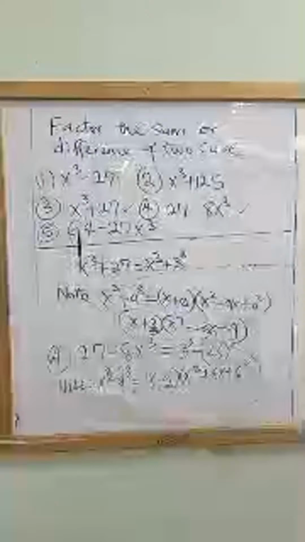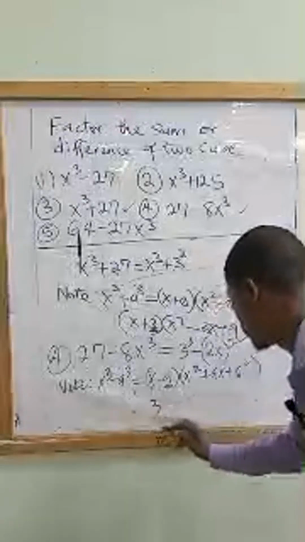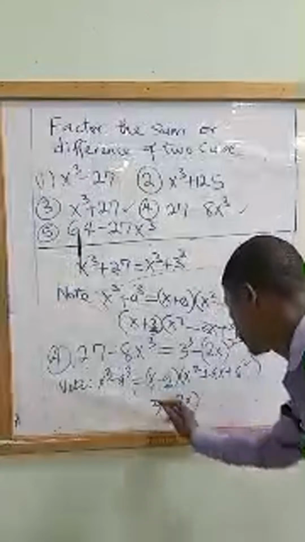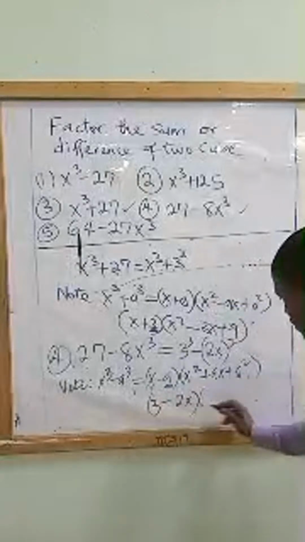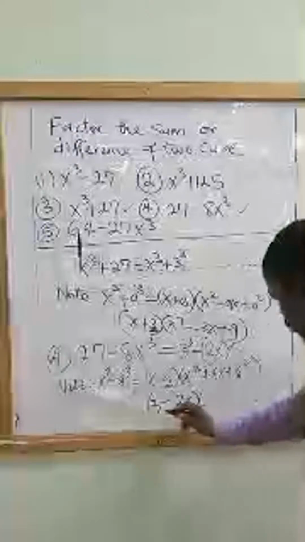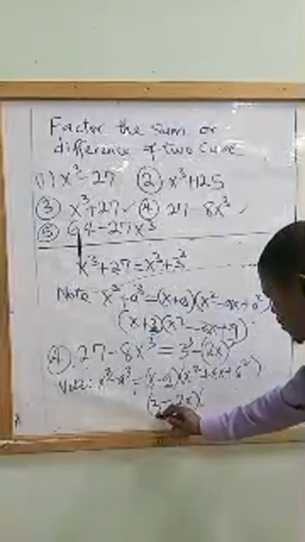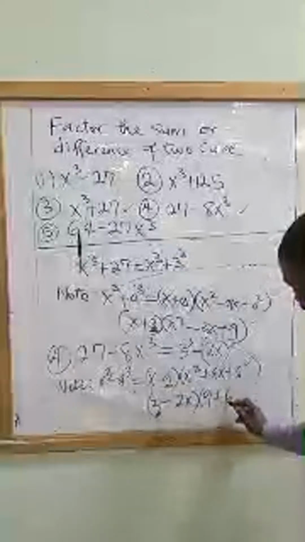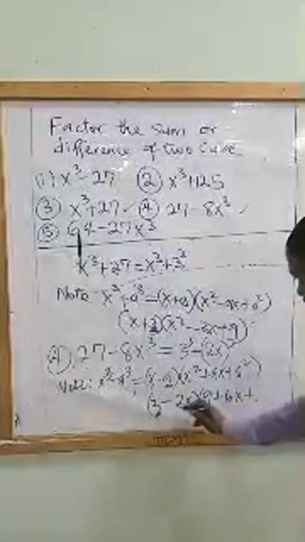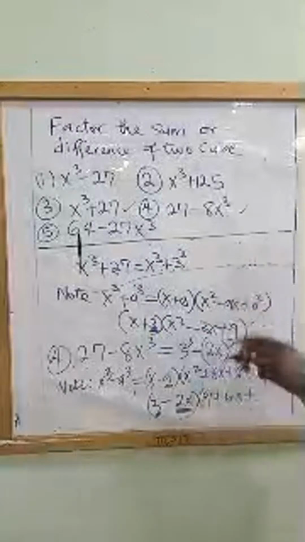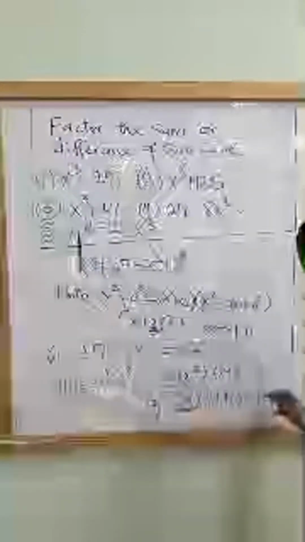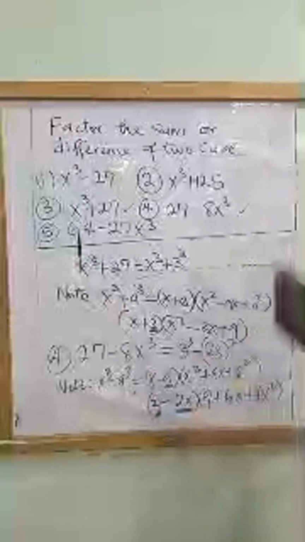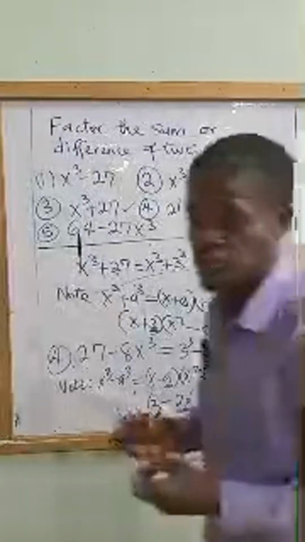So let's apply that. That will be equal to 3 minus 2x, close the brackets, then times the first one is 3, so that will be 3 squared, that will be 9, plus 3 times 2x, that's 6x, and then finally plus the last one, 2x squared. If you do that, you're going to have 4x squared. And that's that on that particular question.